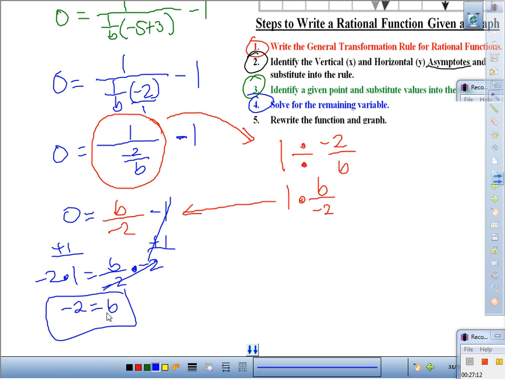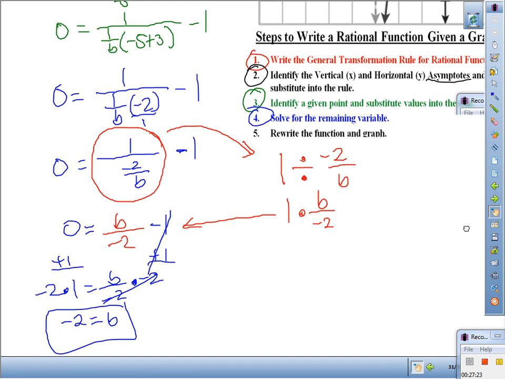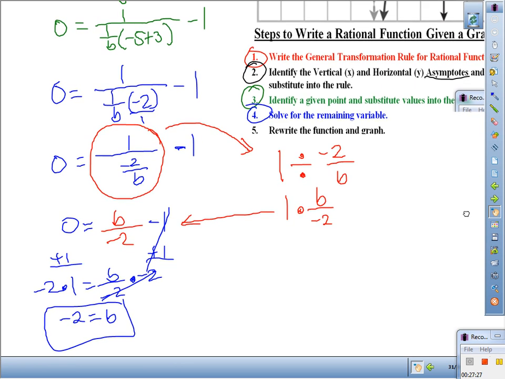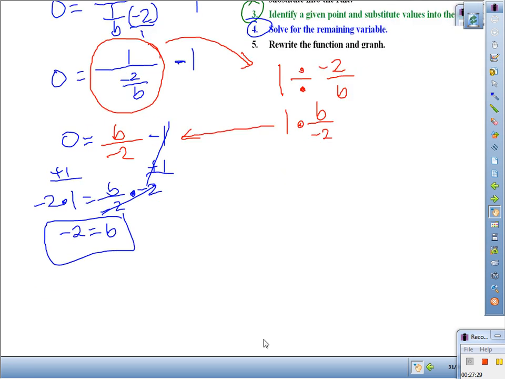Now we just need to rewrite our function using that for b. Is that correct? Yes, Mr. Q. All right, good. Does this make sense right here? Yeah, right? Because some of you left it kind of weird right there, and some of you got stuck. So I'm showing you how to rewrite it using that.